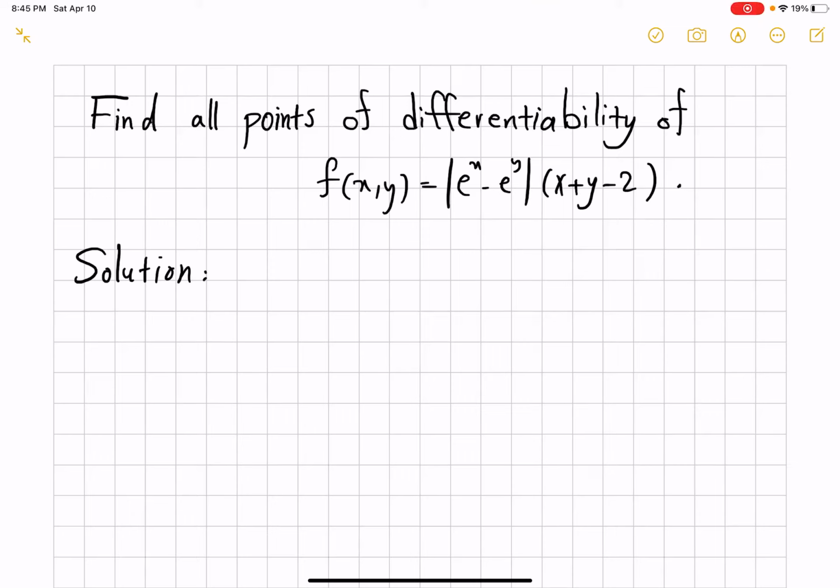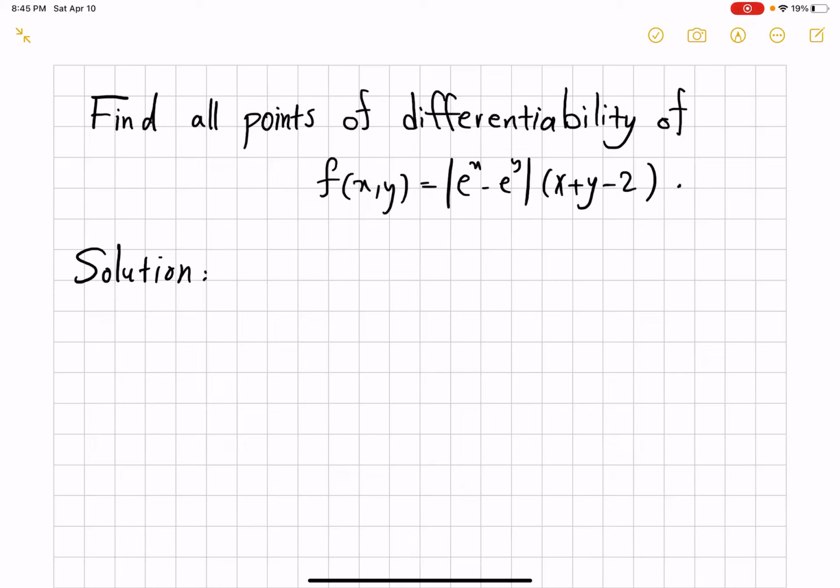Hello everyone. So today I'm gonna do a very specific question. We're gonna find the points of differentiability of this two variable function. And by that we mean, of course, Frechet derivative. Okay, so the main difficulty with this question is the absolute value there.